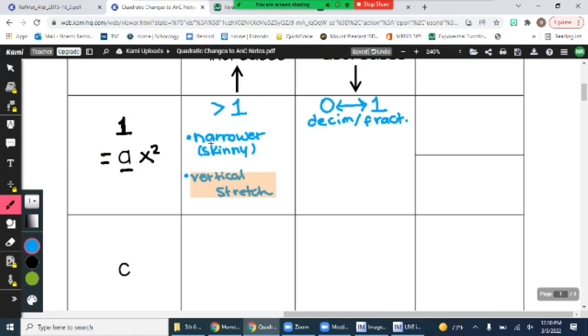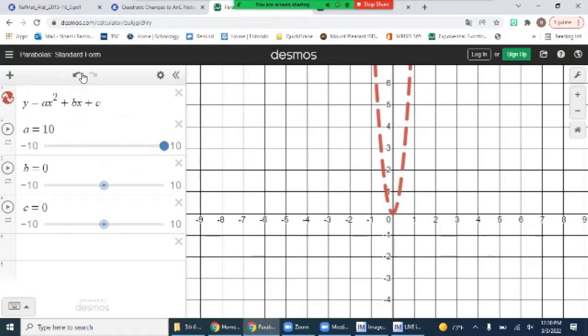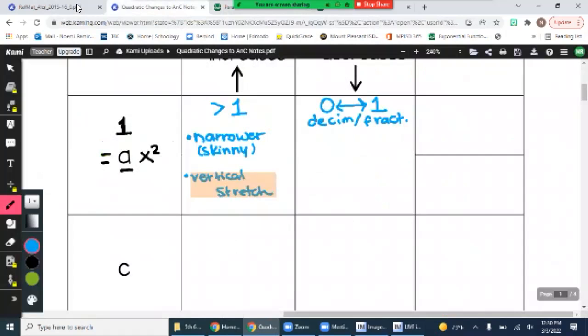So if increasing the value makes it skinnier, what do you think decreasing the value is going to do to the parabola? Make it wider. So let's take a look. As I'm decreasing, notice how that parabola is opening up. If I continue to decrease, what kind of line do you think it'll create? A horizontal line, meaning that we are stretching it horizontally. Horizontal stretch. Okay, so it is getting wider.